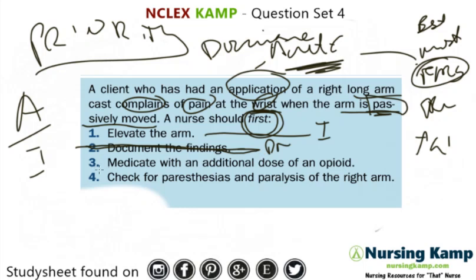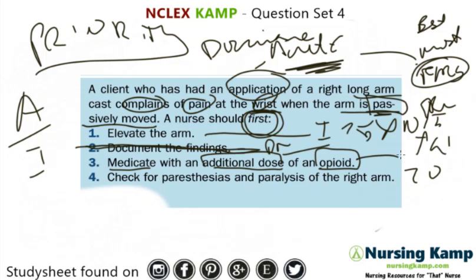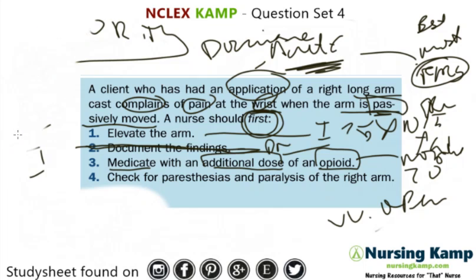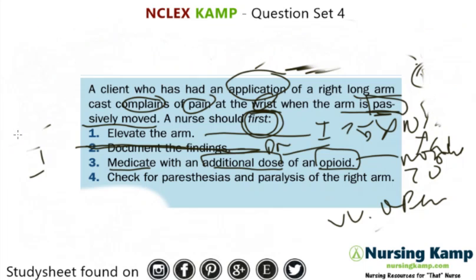Next one, medicate with an additional dose. What do you mean additional dose? 5, 10, 15, 20? How much of an opioid? Well, which one? Morphine? Percocet? Vicodin? The list goes on. Not really too specific, very vague.